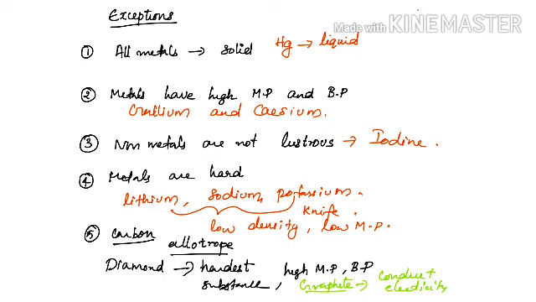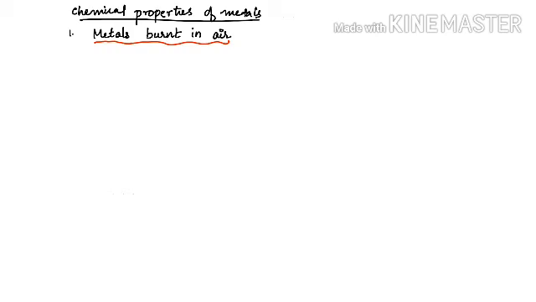So these are the main exceptional cases of the general properties of metals and non-metals. From here it is understood that just by knowing the physical properties, we cannot get a clear idea about metals and non-metals. So in order to study more, we should know about the chemical properties also. One by one, we can look at the main chemical properties of metals and non-metals. Now we can look at the chemical properties of metals.